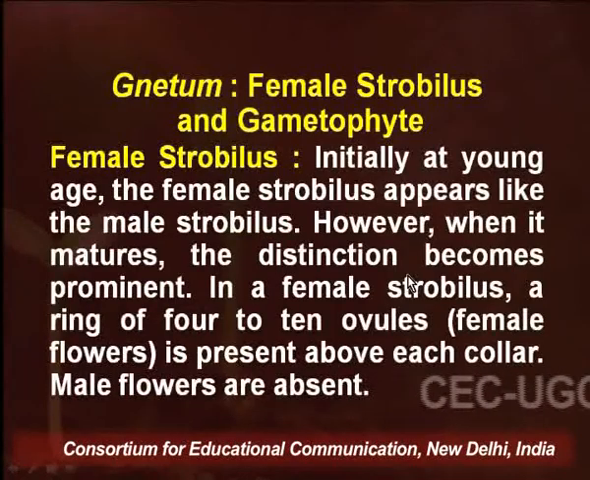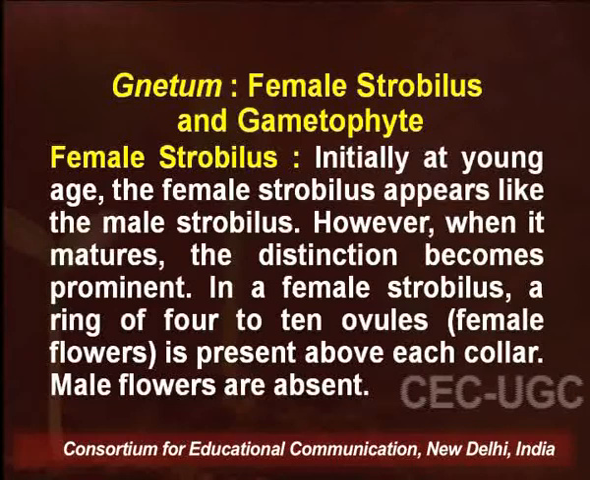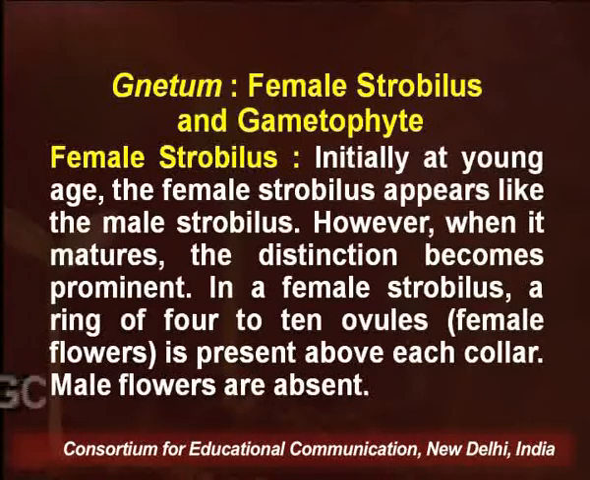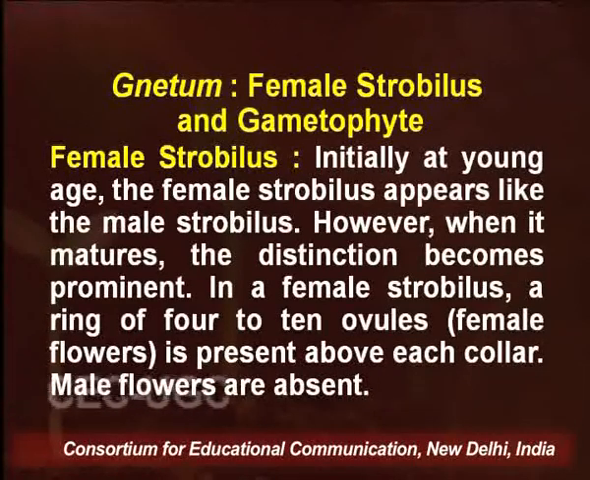Now let us talk about the female strobilus and the female gametophyte. Initially, at a young age, the female strobilus appears almost like a male strobilus. However, when it matures, the distinction becomes very prominent, and in a female strobilus, a ring of 4 to 10 ovules, also called female flowers, is present above each collar. The male flowers are absolutely absent, but we have also seen that in the case of a male strobilus, the upper rings are abortive female cones.